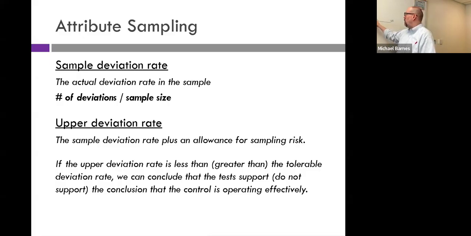So it's like somewhere between 0.5% and 3.5%. That's a 1.5% allowance for sampling risk. That 3.5% is the upper boundary that we care about.